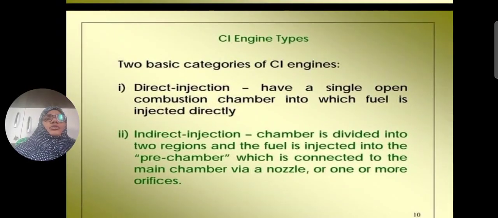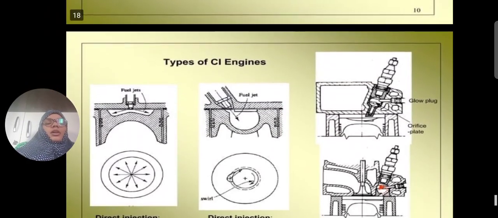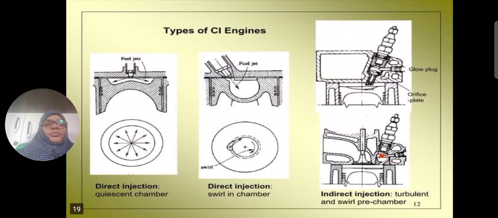And next, CI engine types. So there are two basic categories of CI engines. First is direct injection, which has a single open combustion chamber into which fuel is injected directly. And second one is indirect injection. The chamber is divided into two regions and the fuel is injected into the pre-chamber, which is connected to the main chamber via a nozzle or one or more orifices. So these are the types of CI engines.